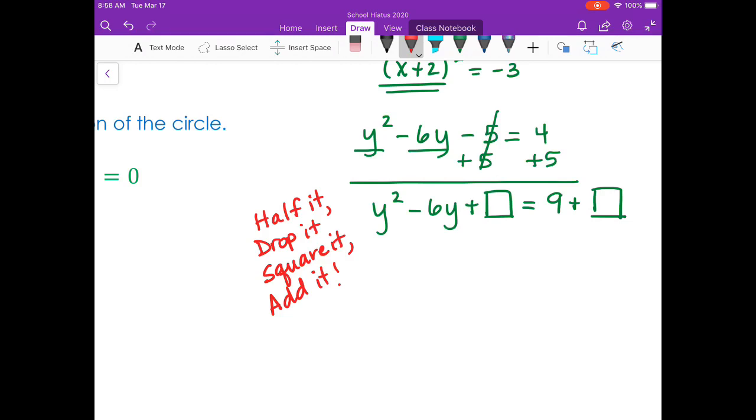First, you take half of the b value, that's the coefficient of y. You go ahead and drop it into the parentheses. This is going to give you the binomial factor that you're looking for. Square it and add 3 squared to both sides of the equation. Combine like terms on the right and you're done.